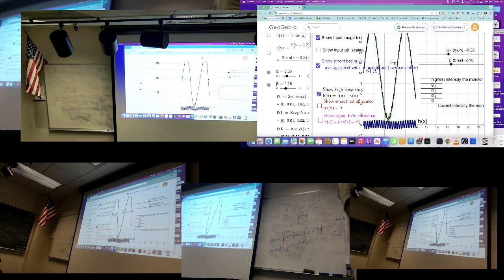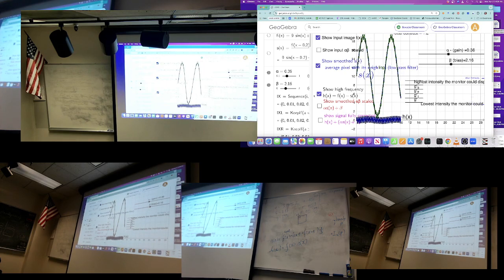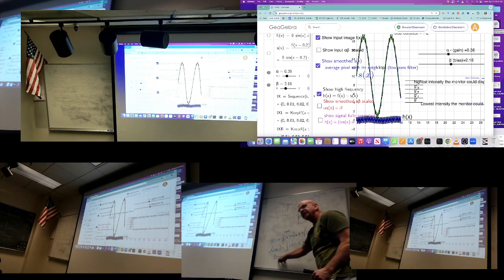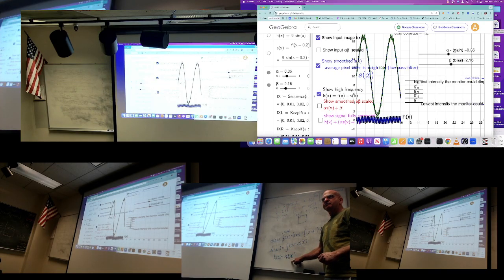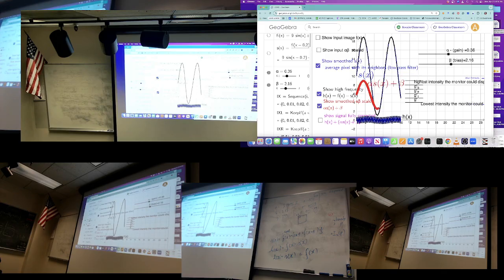So just a sanity check. What can you tell me about h of x plus s of x? What is this function? That's just the original function f of x. I didn't change anything. What I'm going to do now is to take only the low part, and on this I'm going to do the alpha beta correction.